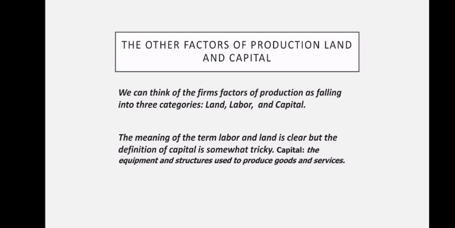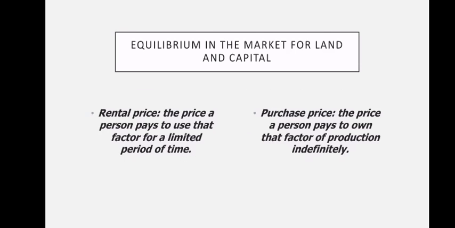For our apple firm, the capital stock includes the ladders used to climb the trees, the trucks used to transport the apples, the buildings used to store the apples, and even the trees themselves. Equilibrium in the markets for land and capital.